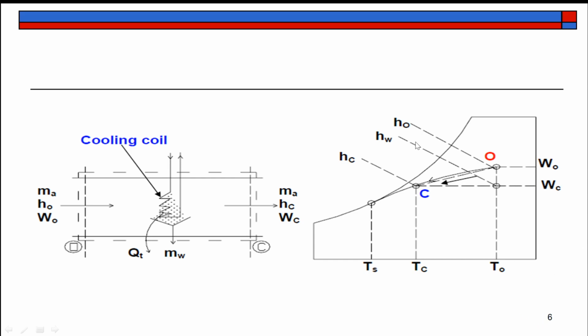This is a representation of that process on a psychrometric chart, OC, you can see here, this is the process. This is not a horizontal straight line. If it was a horizontal straight line, it was simply cooling, sensible cooling. Since it is a slanted line OC, it represents the cooling as well as dehumidification. The specific humidity reduces from W0 to WC.